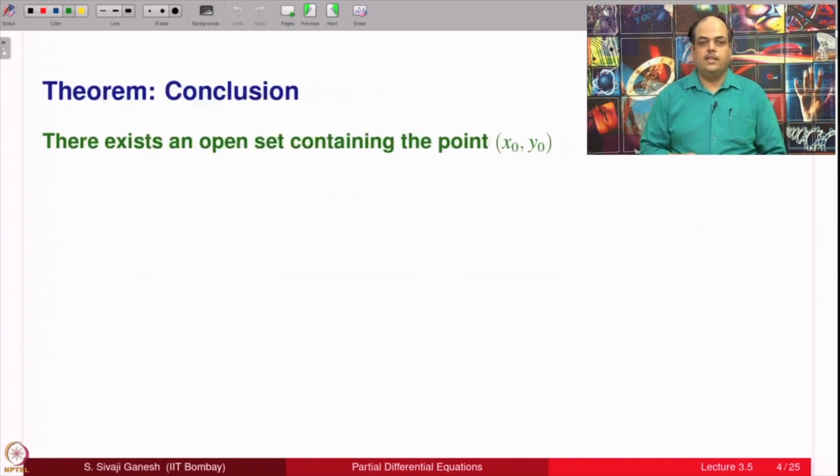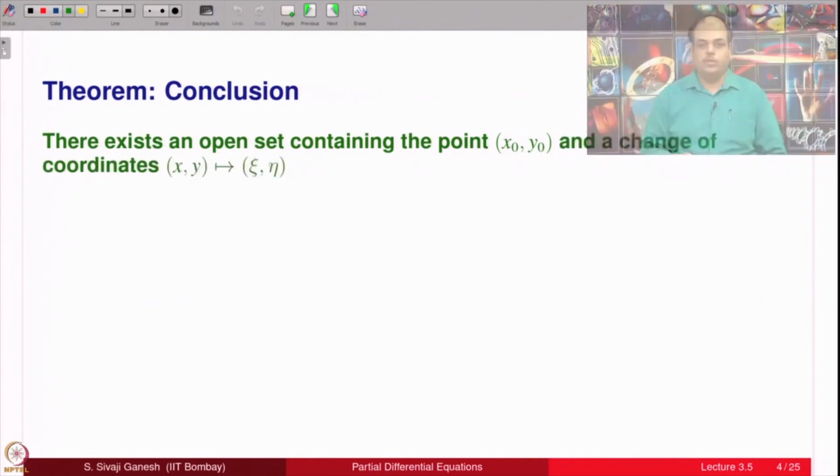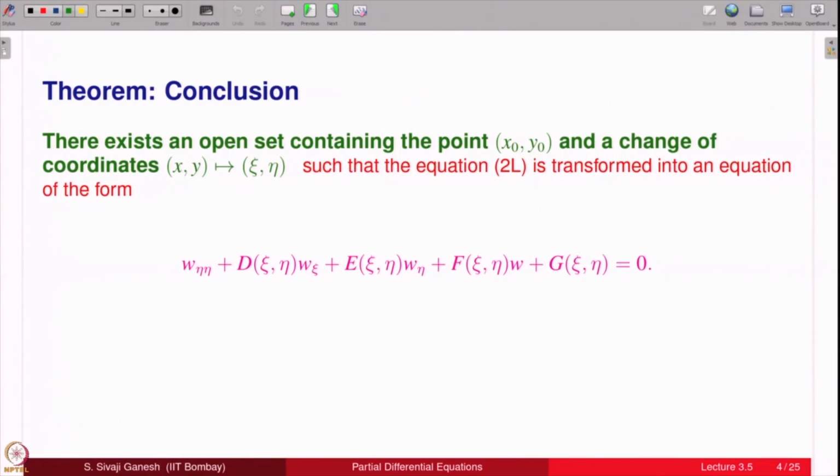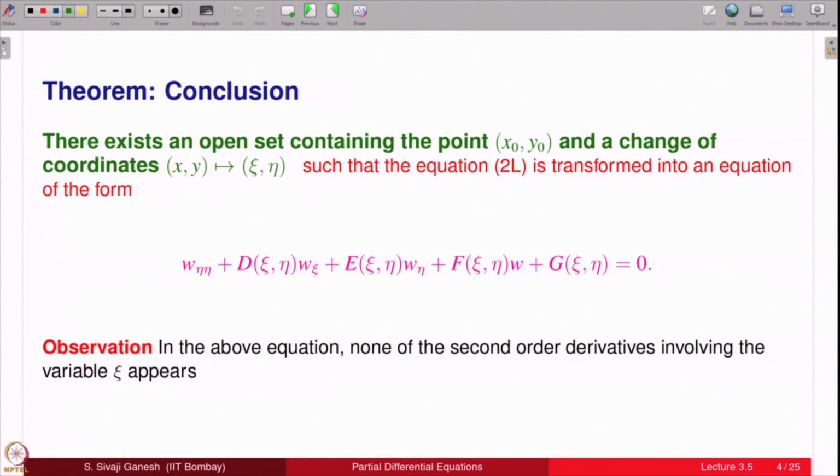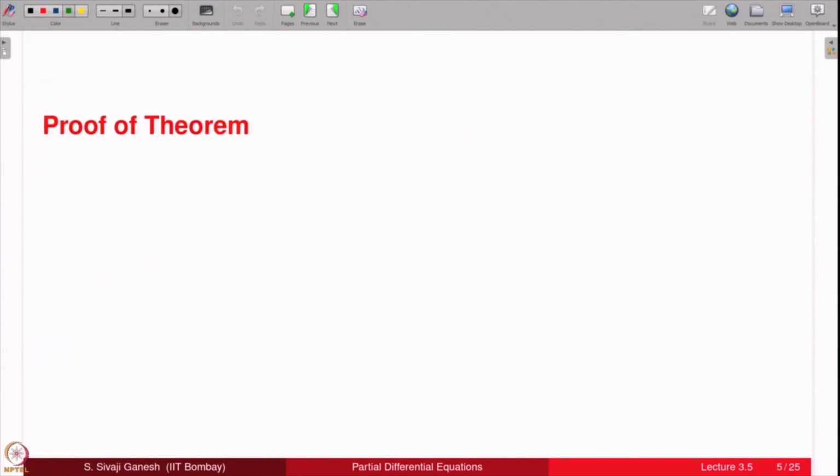The conclusion is that there is an open set containing this point x0 y0 and a change of coordinates xy going to xi eta, that is a new coordinate system. When the equation 2L is expressed in the xi eta coordinates, it will look like this. If you notice here, w eta eta is the only second order partial derivative which appears. So, none of the second order derivatives involving the variable xi appears.